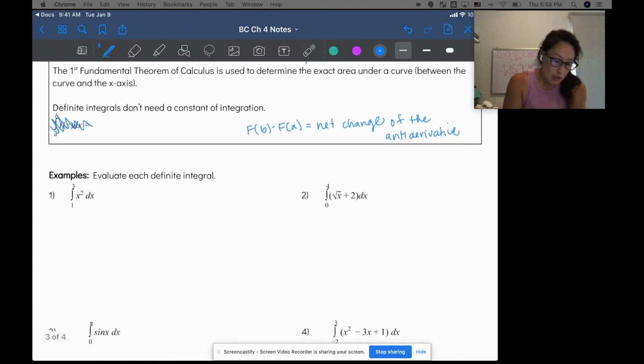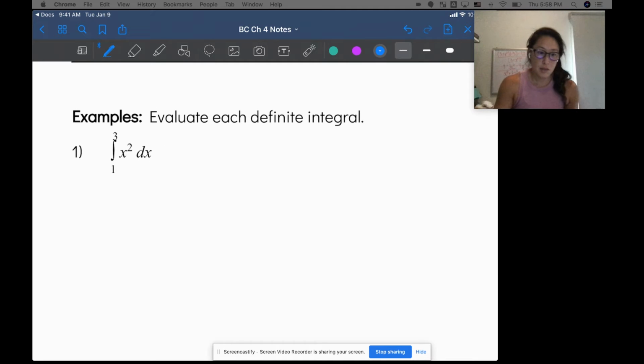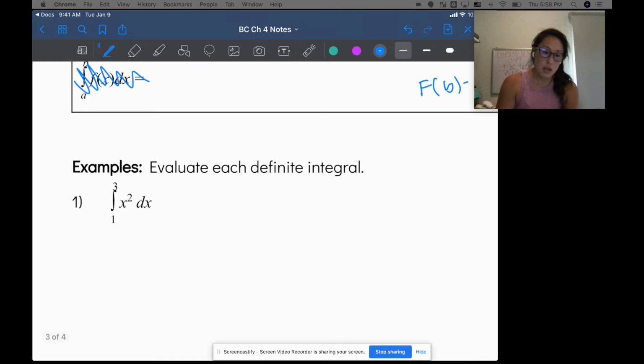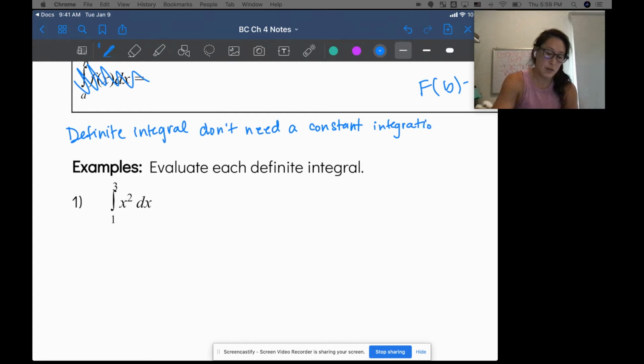All right, so we're going to evaluate a bunch of these. I'm going to try and go relatively quickly. Another thing to remember is that a definite integral gives me a constant, so I do not need a constant of integration. It takes care of that for me.